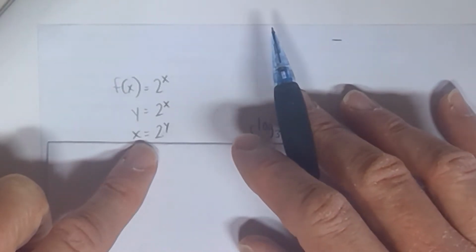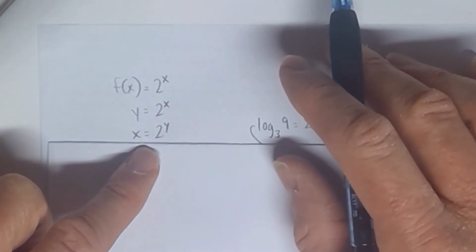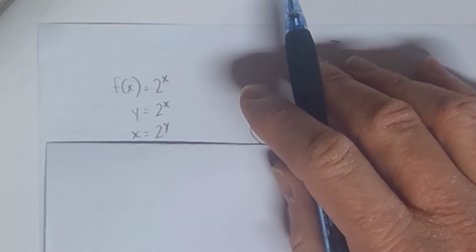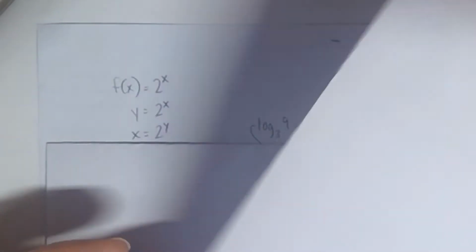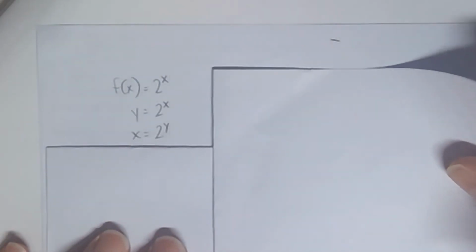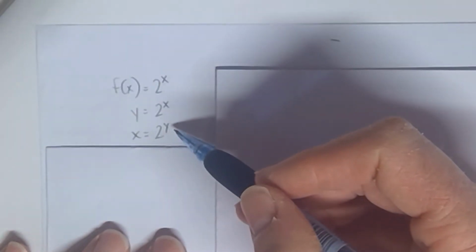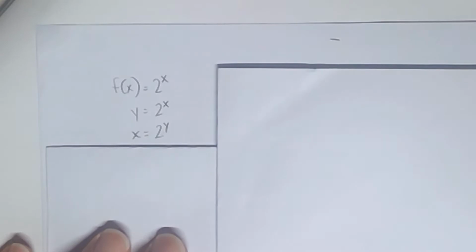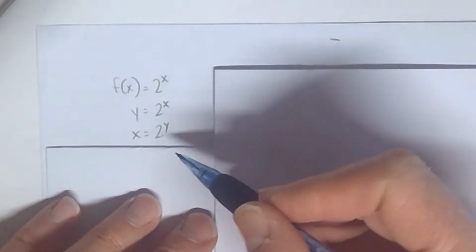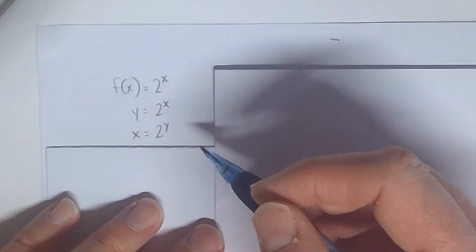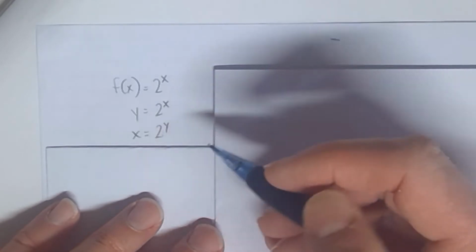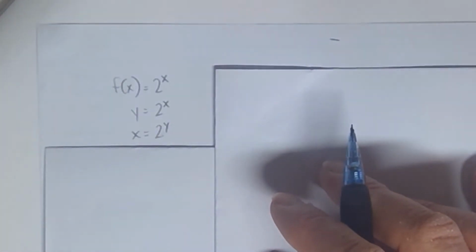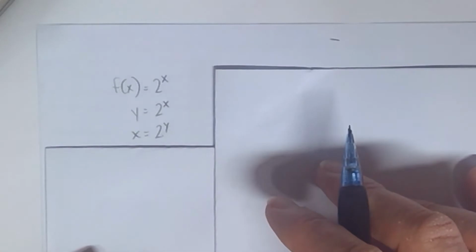And then here's where we're stuck. We've never been asked before to solve for a variable that's stuck inside of an exponent. This is the first time we've been asked to do that. No, you cannot divide both sides by 2, because this is not 2 times y. It is 2 to the y power, a completely different thing.